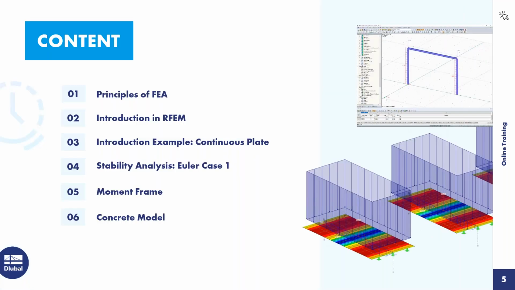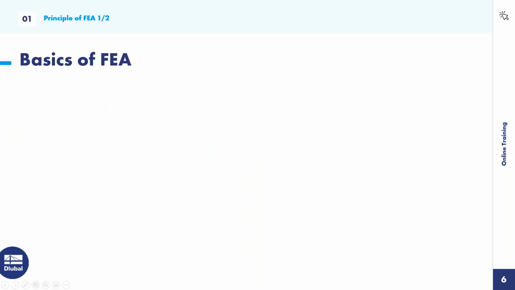So here's the content for today's training. The first subject we'll go over is the principles of FEA software. Then we'll go through an introduction into RFEM, followed by a continuous plate example that will help us learn some of the theories that we'll be going over. Then after that, we'll go over the Euler case 1 example, which will help us learn more about stability analysis. Then we'll go through a moment frame example, and lastly, we'll follow that up with a concrete model example. So now we can just dive right into the first subject, which is the basics of FEA software.